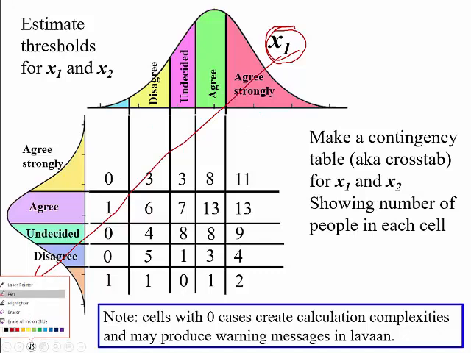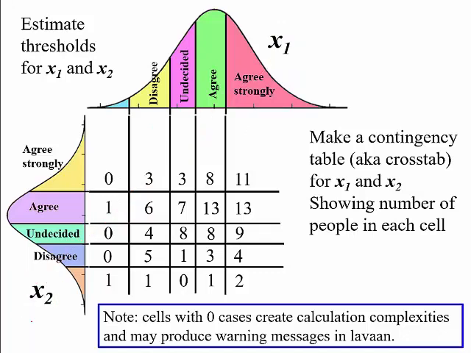We're going to calculate something called a polychoric correlation, which is essentially the correlation that we would estimate between these two items if the items weren't discretized.